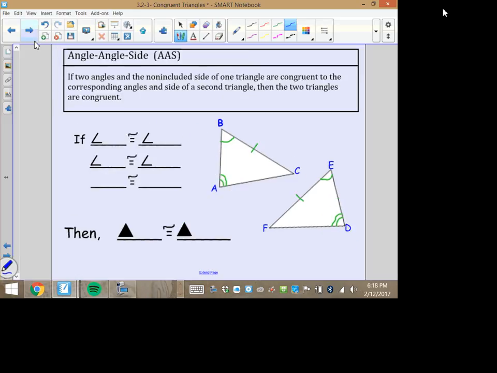Our last one that we're going to look at is angle-angle-side. We have angle A congruent to angle D, and angle B congruent to angle E. And then we have side BC congruent to side EF. Note that we start at the angle, then we go to another angle, and then we have a side. So we have angle-angle-side for our theorem, and we can conclude that triangle ABC is congruent to triangle DEF by this.